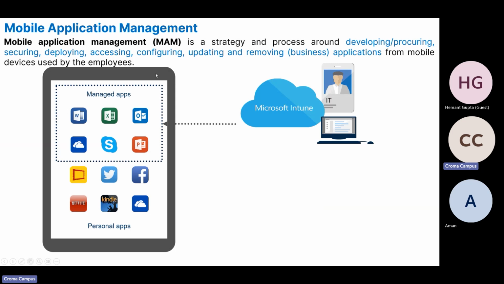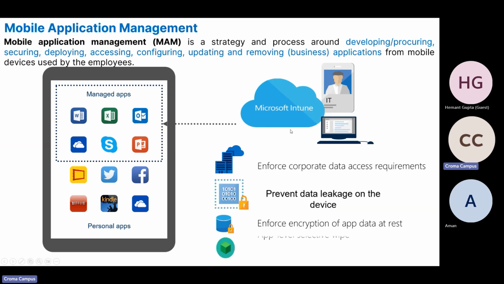So these are the processes involved in applications on a mobile device used by the employee, right? Here is an image of a tablet where we can see both kinds of applications in one place. When there is a company provided application, we call it a managed application, and all other applications are called personal applications. Here we enforce corporate data access requirements. It prevents data leakage on the devices, enforces encryption of the app data at rest, and has app level selective wipe.